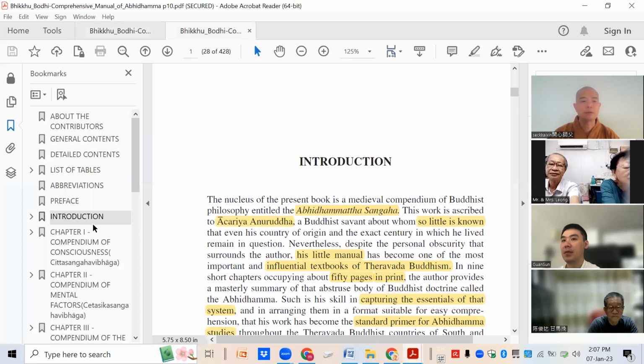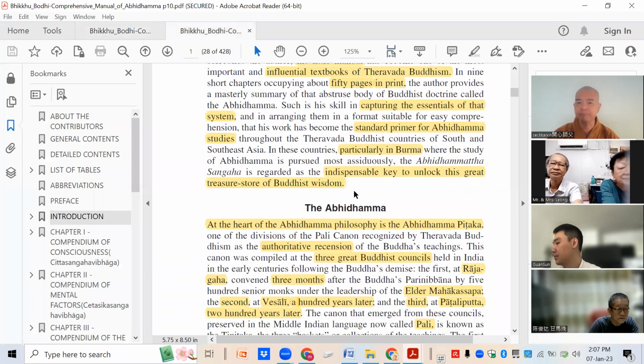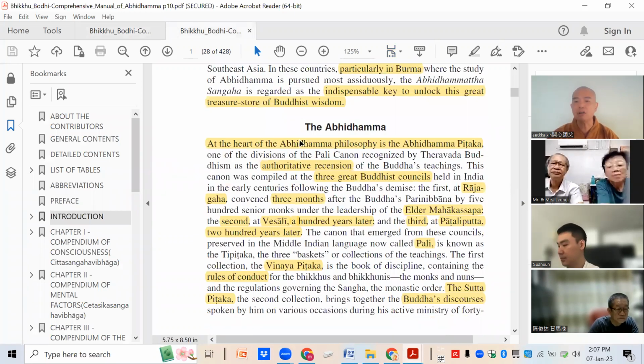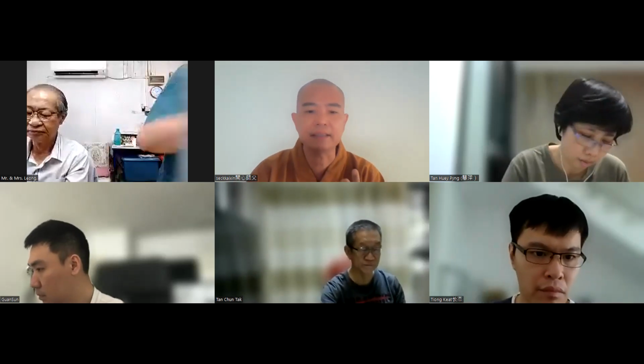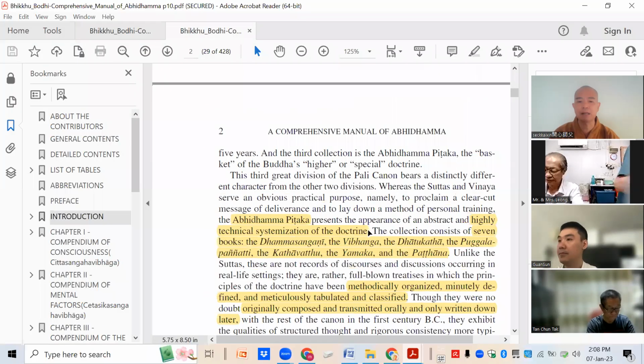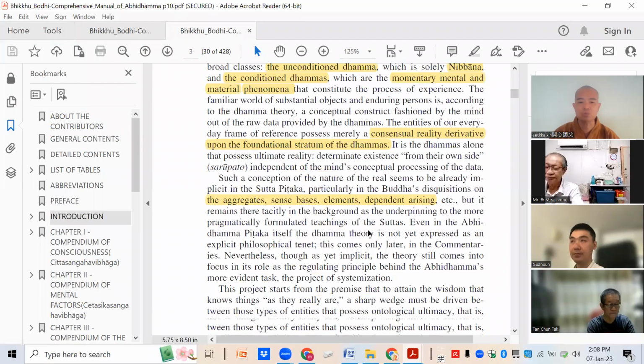Remember, we are still in the introduction. In the introduction, we talk about the definition of the Abhidhamma. The Abhidhamma is from the Abhidhamma Pitaka. According to Shakyamuni's teaching, it has been segregated into the Sutra, Vinaya, and Abhidhamma. After this session on the Abhidhamma, we go to the next one.